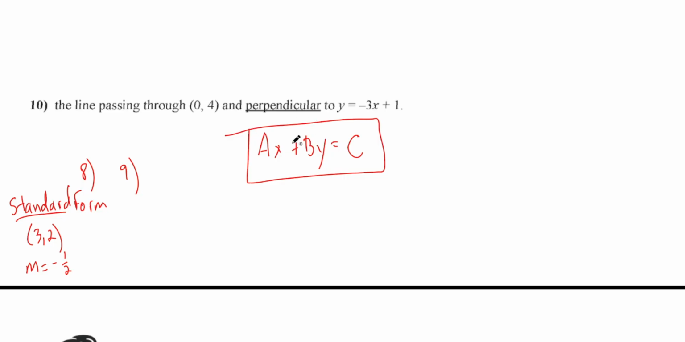And then number 9, I give you a point. Again, let's just make up a point, 2, 3. And it's perpendicular to another line. All right, again, I'm just making this up. This is not exactly, but I don't know, 3x plus 2y equals 5. So I ask to write the equation of a line that's perpendicular to this one and goes through this point, but your answer must be written in standard form.